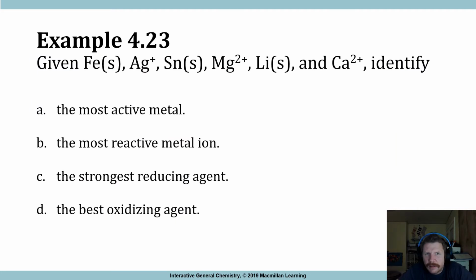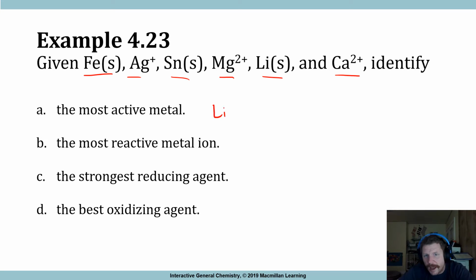So given all of these substances, Fe, Ag, Sn, which is tin, magnesium, lithium, and calcium, identify the most active metal. Your most active metal is going to be basically the highest on the periodic table and the farthest to the left. Now, this wasn't all what was shown on the previous slide, but this most active metal is going to be lithium.